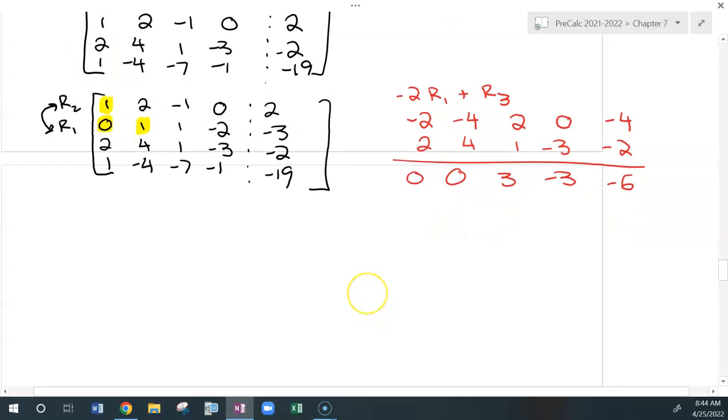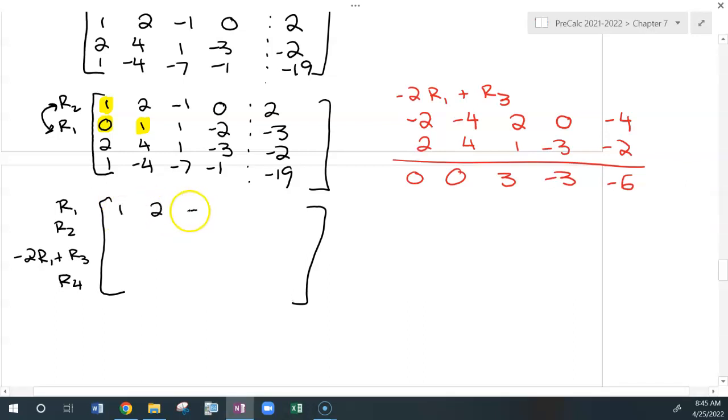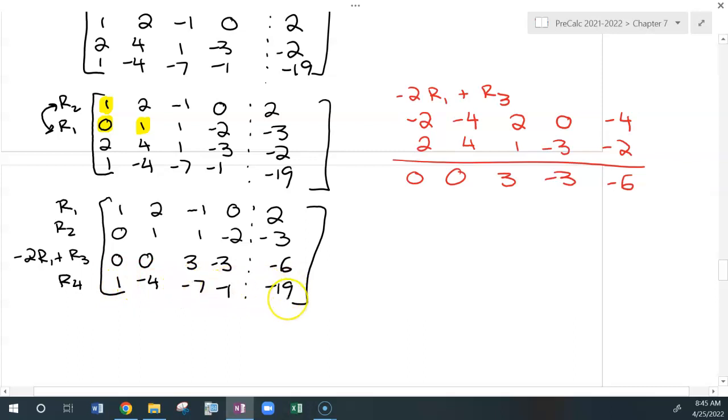So I'm going to switch back to my other color. Row 1 is here, row 2 is here. I need to draw my brackets bigger. And then row 3 is going to be -2 row 1 plus row 3, and then we're going to have row 4 here. The other thing to keep in mind is to do one row operation at a time. So keep row 1 as it is: 1, 2, -1, 0, 2. Keep row 2 as it is: 0, 1, 1, -2, -3. And then put this in: 0, 0, 3, -3, -6. Row 4, keep it as it is: 1, -4, -7, -1, -19. I'm not quite done with row 3 because I have a 3 here instead of a 1. To make that a 1, I'm just going to divide it by 3.